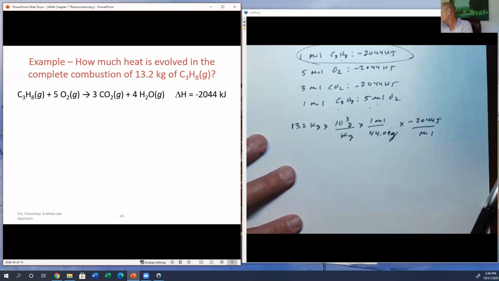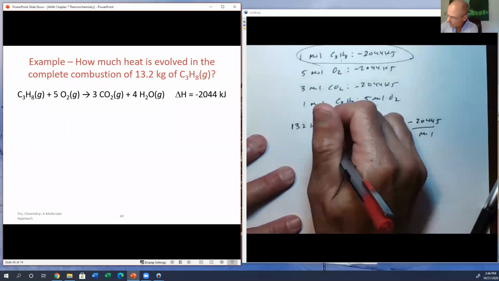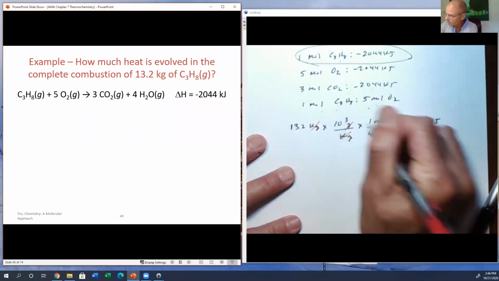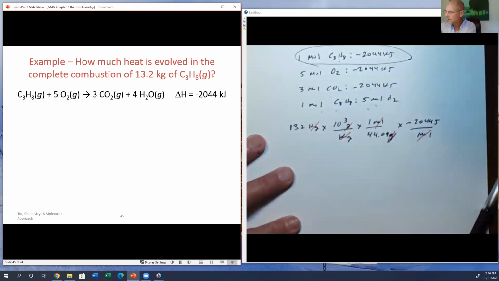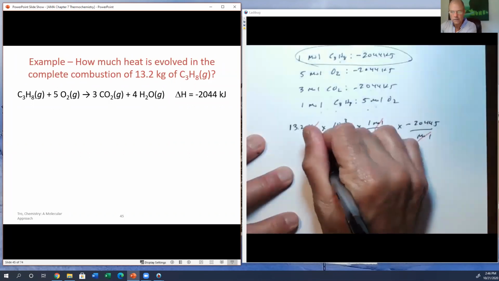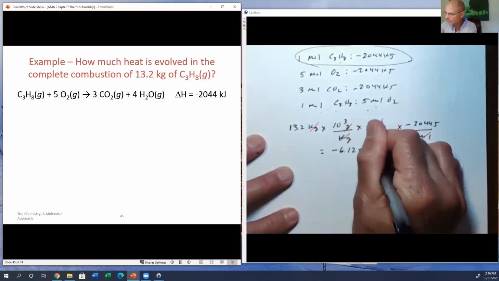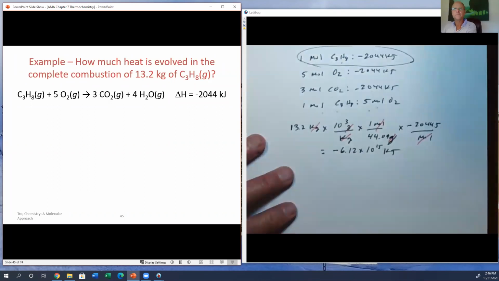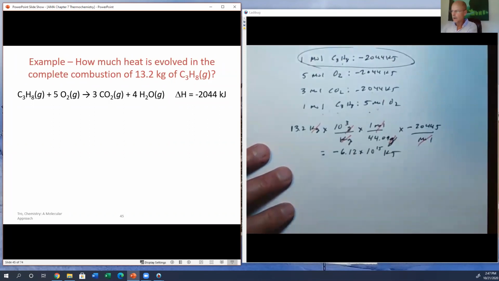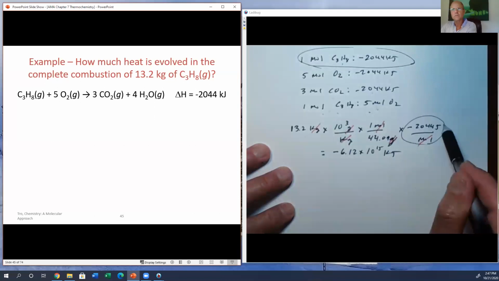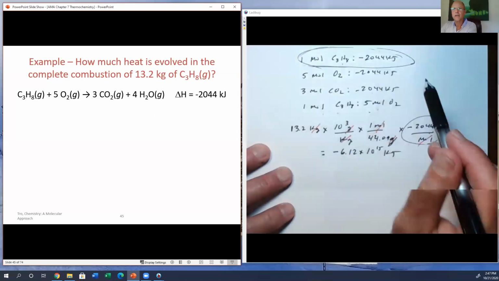And you get a bunch of canceled units here, right? Kilograms, kilograms, grams, grams, moles, moles, right? And you get joules. You get minus 6.12 times 10 to the 15 kilojoules. Does that make sense? Right? I went grams to moles, but now instead of going to moles of another reactant, I went to joules, right? Using the stoichiometry from the reaction.